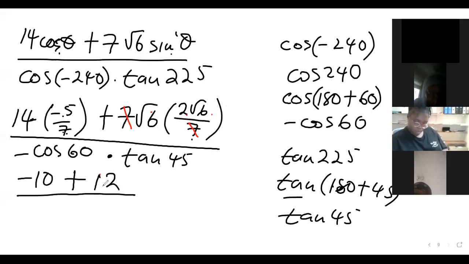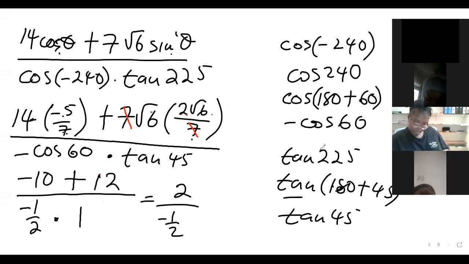12 over, what is cos 60? Cos 60 is like sin 30, co-function. If you know sin 30 is half, then you know cos 60 is also half. So this is minus half times tan 45. Tan 45 is 1. Okay, we go further. Minus 10 plus 12 is 2, over minus half times 1, which is minus half.